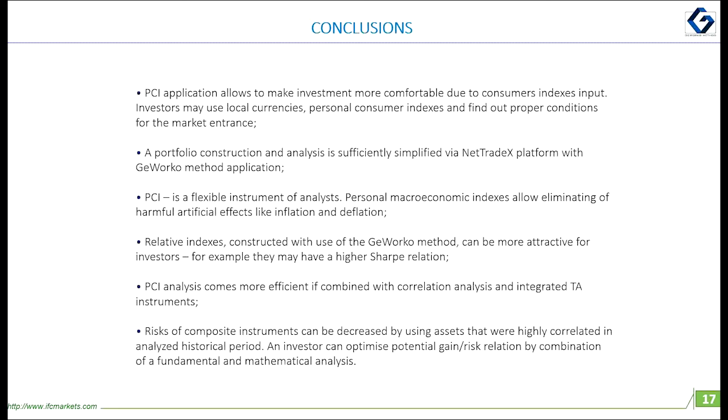Relative indices, constructed using the GeWorko method, can be more attractive for investors. For example, they may have a higher Sharpe ratio. PCI analysis is more efficient if combined with correlation analysis and integrated TA instruments. Risks of composite instruments can be decreased by using assets that were highly correlated in analyzed historical periods. An investor can optimize the potential gain or risk relation by a combination of fundamental analysis and mathematical analysis.